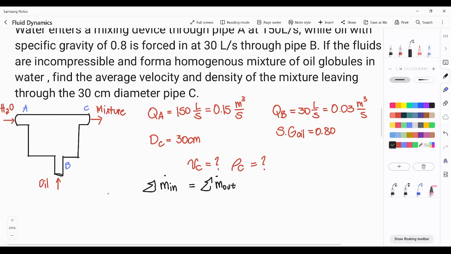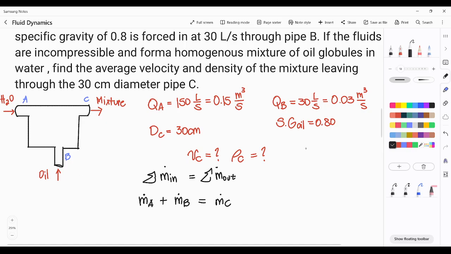Ayun. Nasusulat yun. So summing up the mass flow rate going in our system, let's just say the mass flow rate at A plus the mass flow rate at pipe B is equal to the mass flow rate going out, which is at pipe C. Okay. Now from here, we know that the formula again, mass flow rate is equal to what? Density times the cross-sectional area times the velocity. So, substitute lang natin, or simply rho times Q. So, it's better if we use Q para mas mabilis.